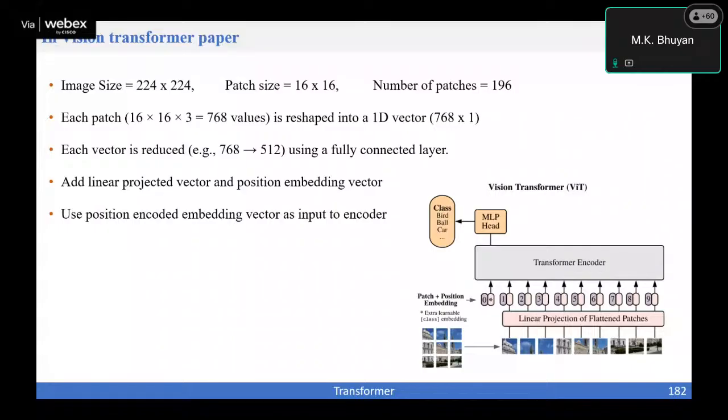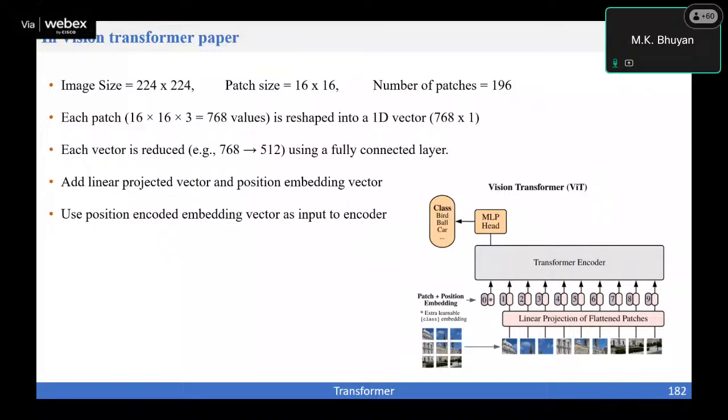So like this, finally, in the vision transformer paper, you can see the input size is 224 into 224. The patch size is 16 cross 16, so the number of patches is 196. And each patch has 768 values, so it is a 1D vector. The vector is 768 cross 1. And after this, we are doing the linear projection. So after the linear projection, the 768 dimension is converted into 512.